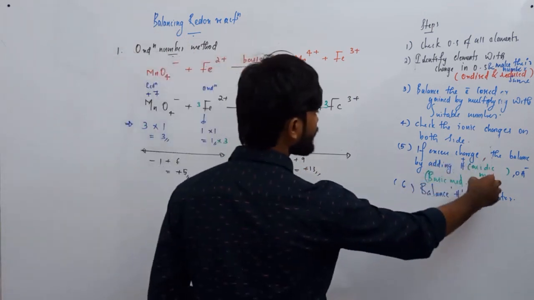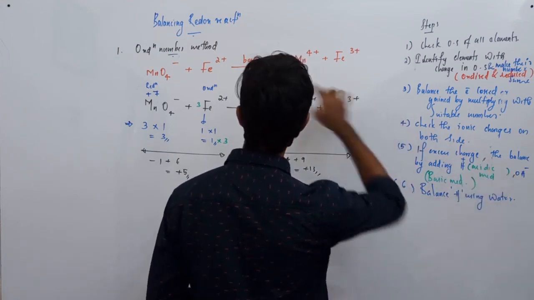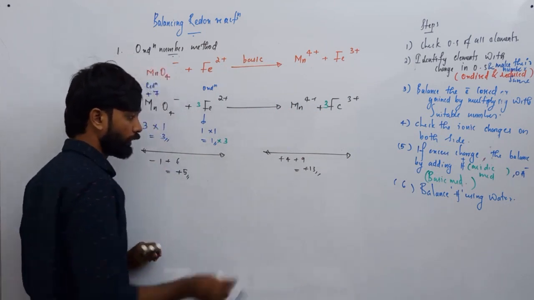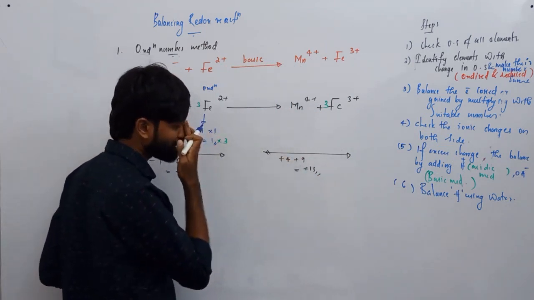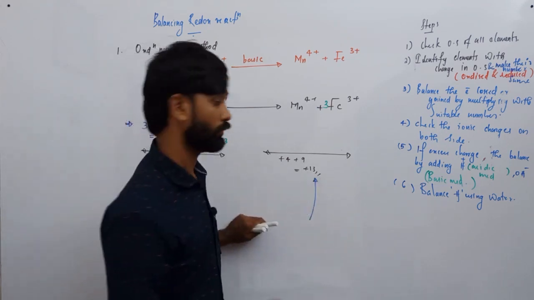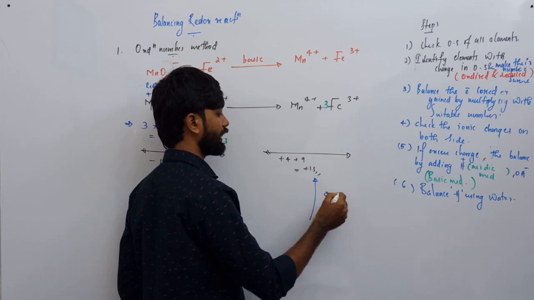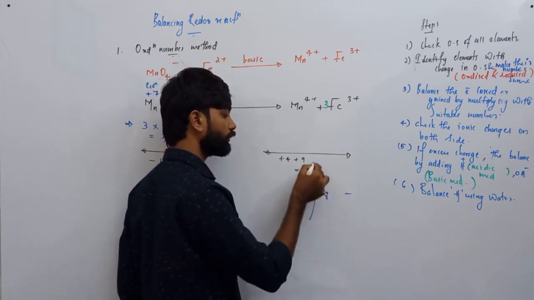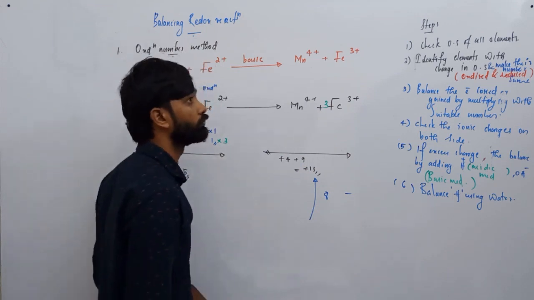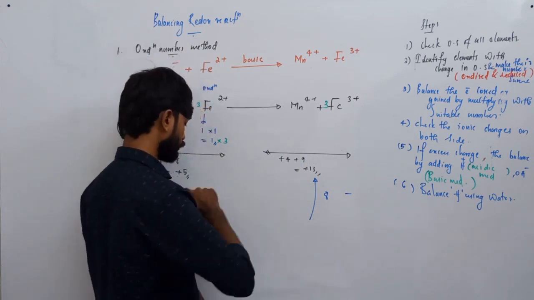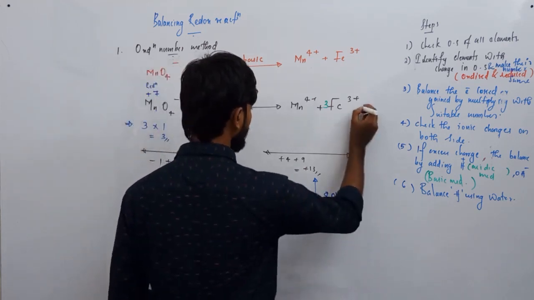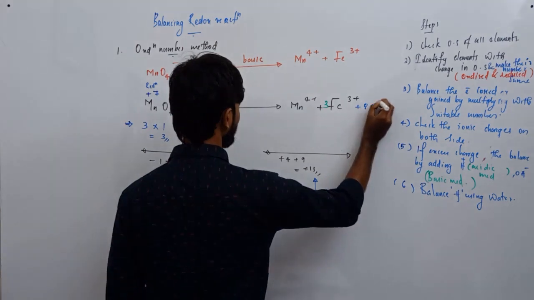And if there is excess charge, then balance it by H plus or OH minus. We have basic medium, so we have negative charge with us. Here 8 positive charge is excess, right? Then you supply 8 negative charges. If 8 negative charges are supplied to the +13, it becomes +5. So both will be balanced. So here you should supply 8 OH minus, and that 8 OH minus enters here.